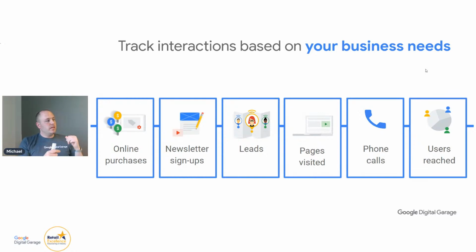Could it be actual online purchases, newsletter signups, or leads generally coming in, perhaps by a form? Are there certain pages you might want to assess? If you're driving people to certain landing pages, do you want to know which landing pages are doing well and which are performing poorly? Phone calls are always great, because then you can attribute leads coming into the business by phone. And users reached, always great to see, so you can start to see whether your audience is changing over time.